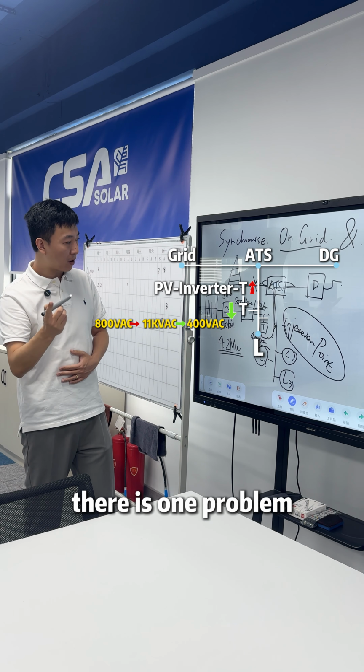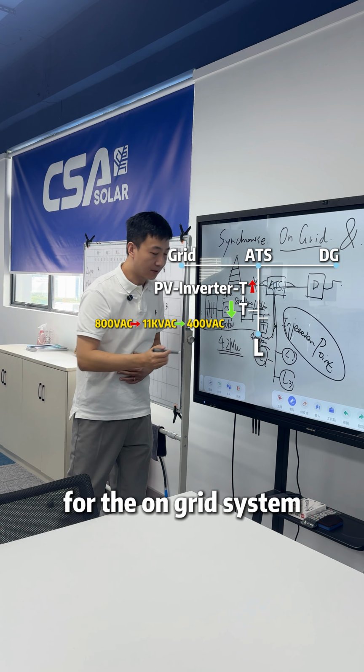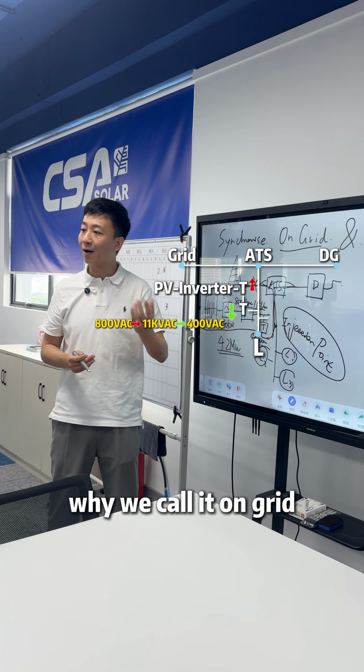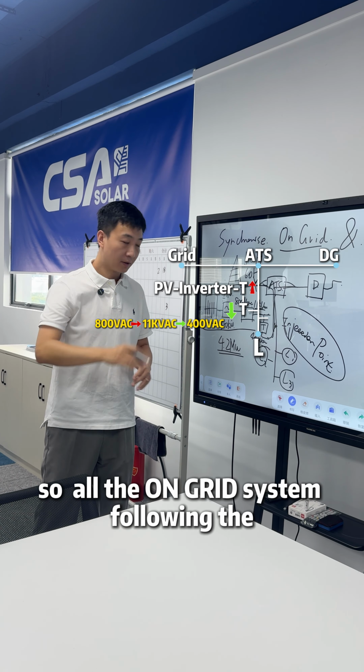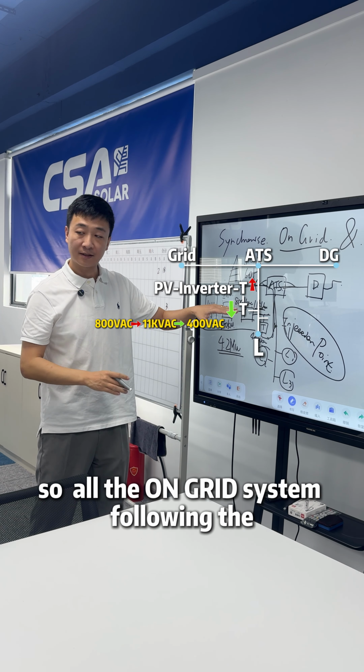But there's one problem for the on-grid system. Why do we call it on-grid? Because all the system follows the frequency of the grid, right? In some provinces, in some countries, it's 50 hertz. And in some, like Philippines, it's 60 hertz. The hertz means the curve's frequency. So all the on-grid system follows the grid's frequency to synchronize the current and voltage together. Otherwise, they will counteract each other.